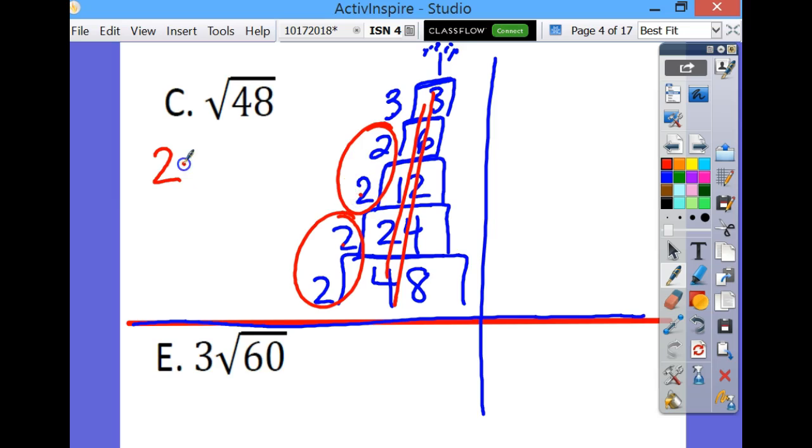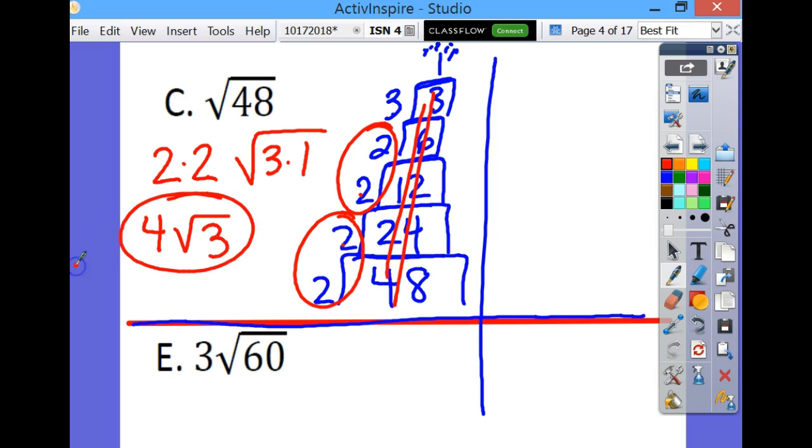This pair of 2s, but I have some numbers left over that don't have pairs. The numbers that are left over that don't have pairs have to stay under the radical sign. The numbers that come out of the radical sign are all multiplied together to get 48. So 2 times 2 is 4. That is the simplified 48.